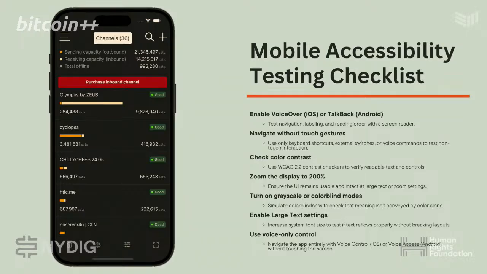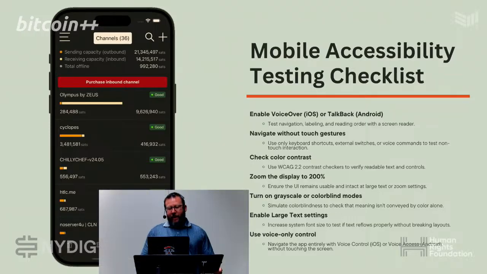Then using voice-only controls, as I mentioned a couple times, Voice Control on iOS, that's actually the name of it, and Voice Access on Android is another application that you can use just to speak to the phone and tell it what to do, and tell it what buttons to click and things like that.